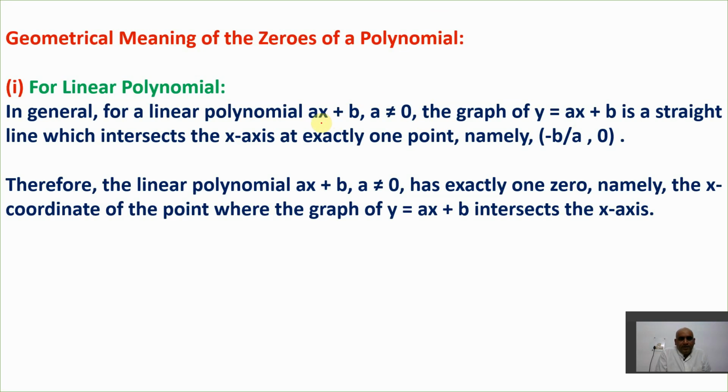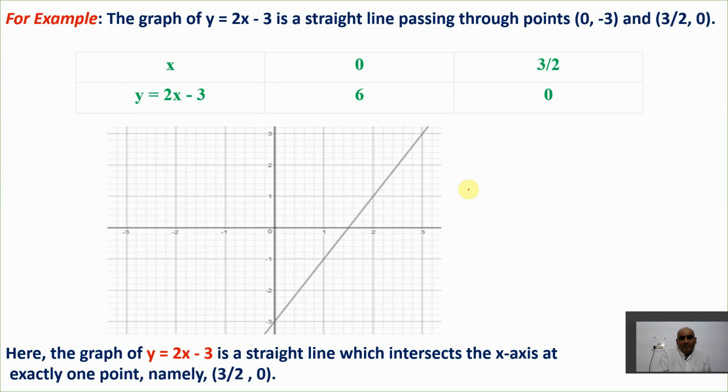In general, for a linear polynomial ax plus b, the graph of y is equal to ax plus b is a straight line which intersects the x-axis at exactly one point. Therefore, the linear polynomial has exactly one zero, namely the x coordinate of the point where the graph intersects the x-axis. Now, what is meant by this? Let's understand it with the help of an example and a diagram. You can have a fair idea.